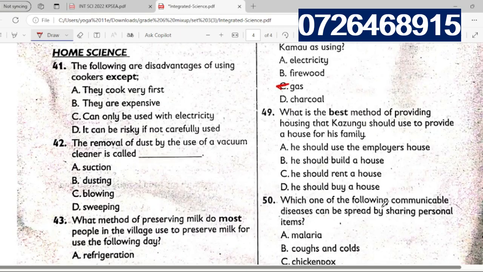What is the best method of providing housing that Kansungu should use to provide a house for his family? He should build a house, not renting or buying.